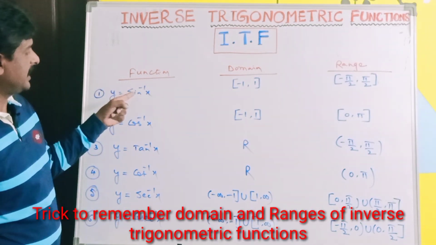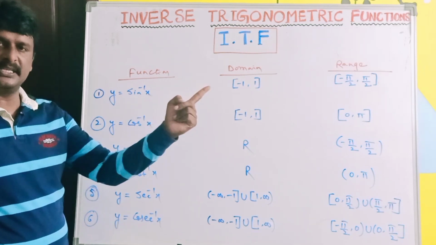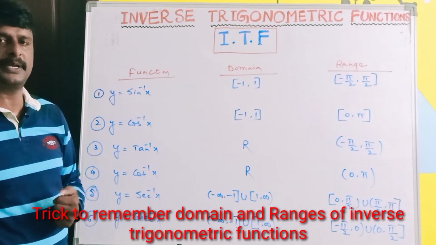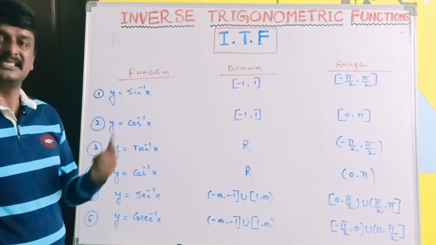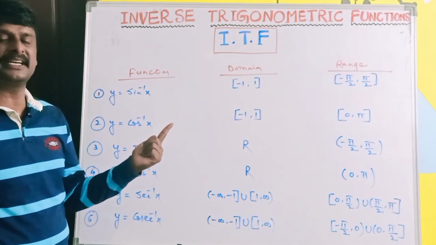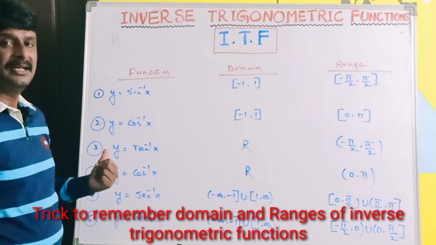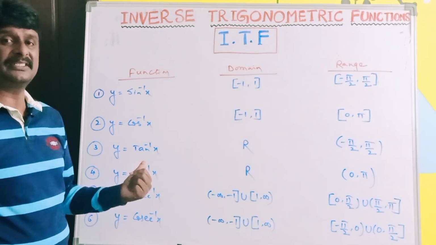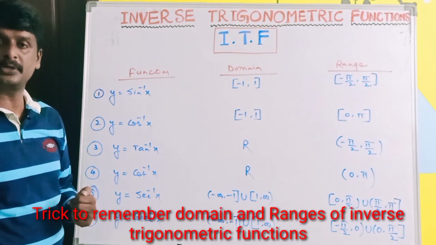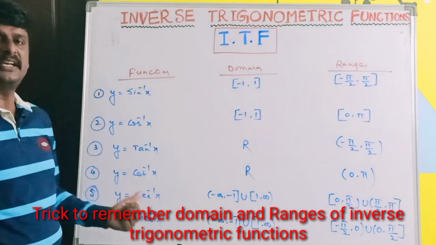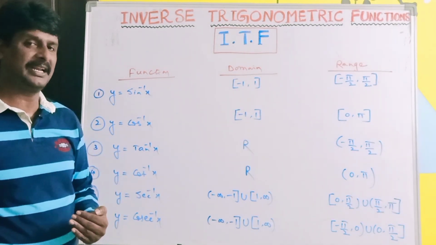See, y is equal to sine inverse x, domain is closed interval minus 1 comma 1, range is closed interval minus pi by 2 comma pi by 2. y is equal to cos inverse x, domain is same as sine inverse x, closed interval minus 1 comma 1, and range is closed interval 0 comma pi. Third one is y is equal to tan inverse x, domain is R and range is open interval minus pi by 2 comma pi by 2. Fourth one is y is equal to cot inverse x, domain is R and range is open interval 0 comma pi.